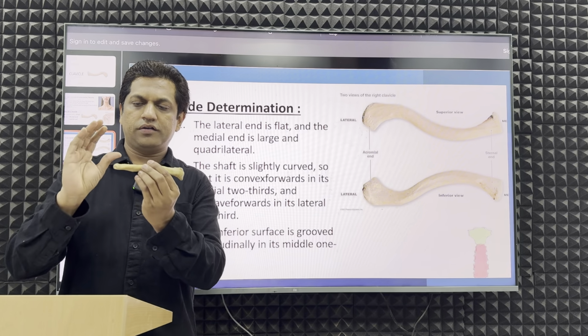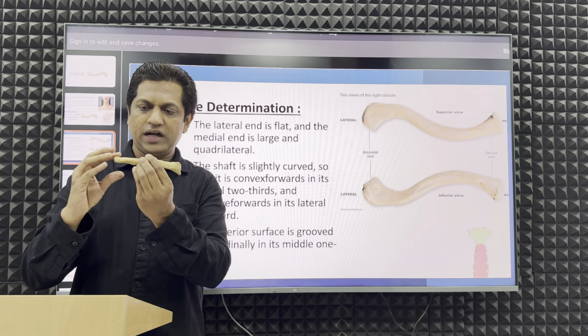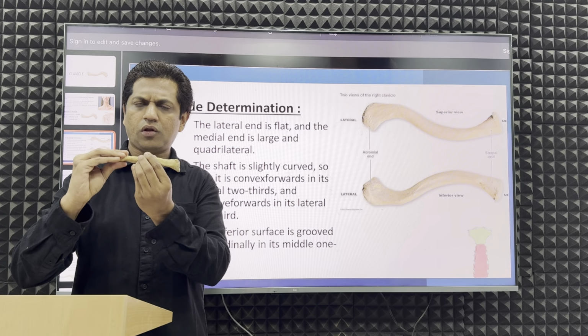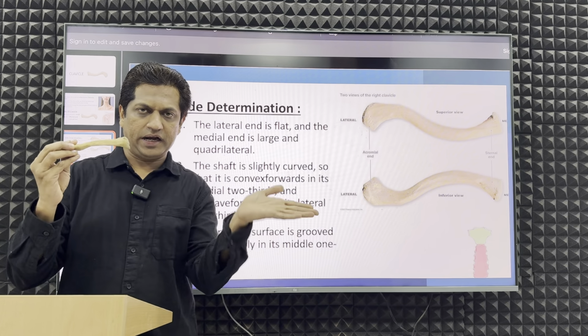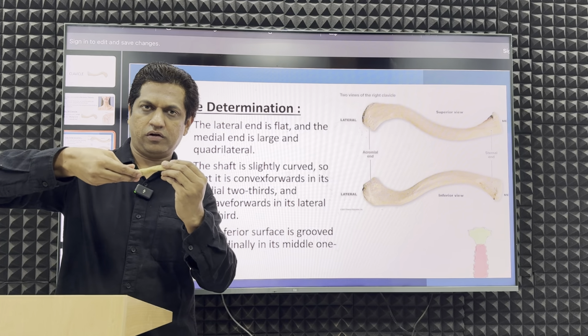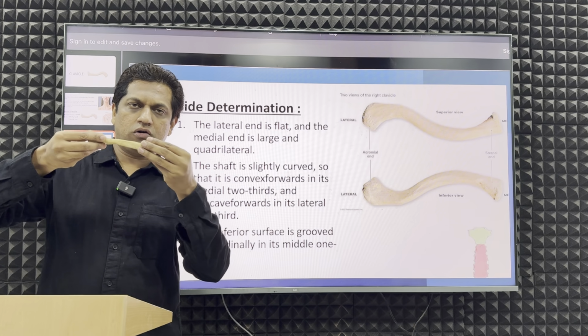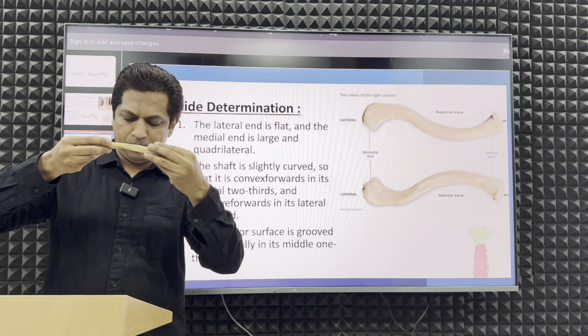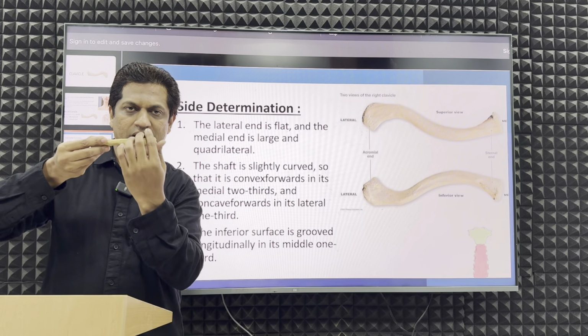Now just see carefully, the lateral end, that is the outer end, is usually flat. Two ends, as I said, one is the outer end, that is the lateral end, and the other is the medial end. The lateral end of the clavicle is flat like this, and the medial end is a bit broader, rounded and broadened. This is the medial end. It is like a large quadrilateral.